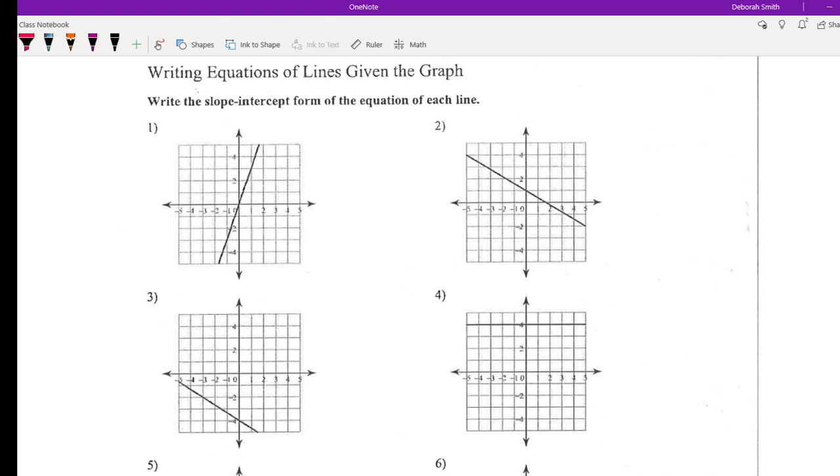So you need to identify your slope for each of these and your y-intercept, and then you're going to put that in an equation. So personally, I think the easiest place to start is the y-intercept. This one's a proportional relationship. It goes through 0. And then figuring out the slope, you draw the sides of your triangle.